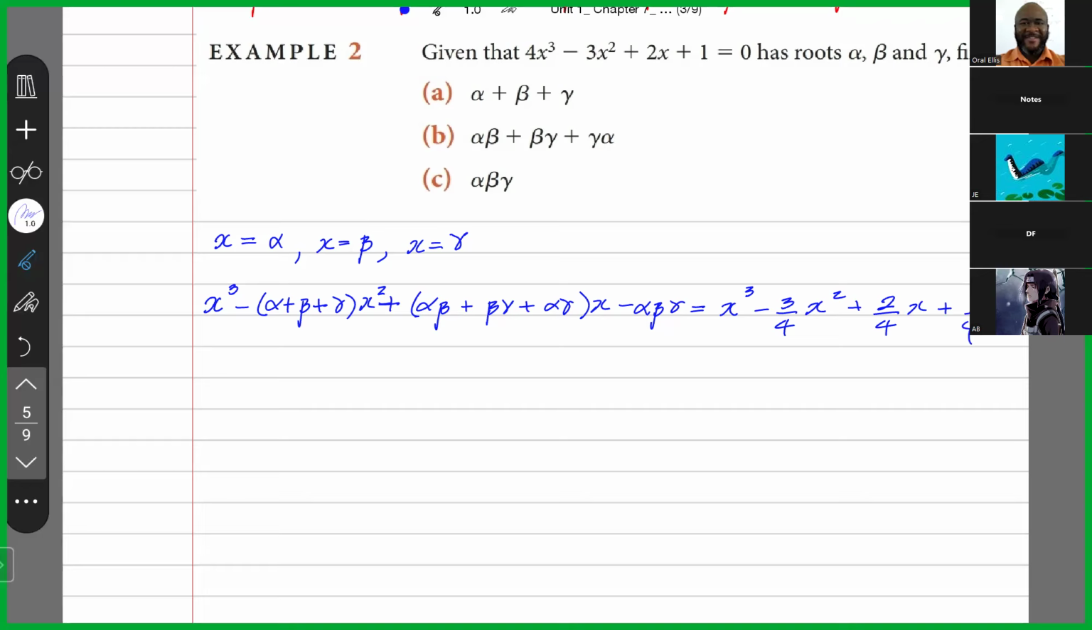So all I did with 4x cubed minus 3x squared plus 2x plus 1 was to divide the entire equation by 4. So now, once both are in the same form, I can say that minus alpha plus beta plus gamma, the x squared coefficient on the left, is equal to minus 3/4, the x squared coefficient on the right. And so alpha plus beta plus gamma is equal to 3/4. You could say we multiply both sides by -1.